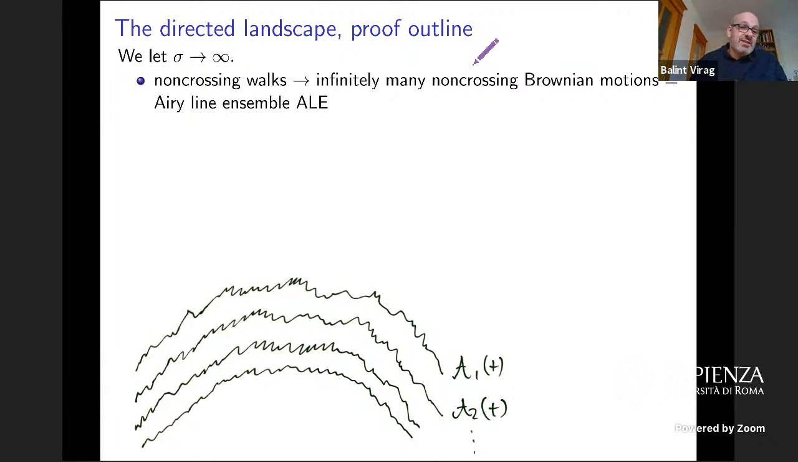And this object is called the Airy line ensemble. As you can see, it has this kind of curvature. In fact, if you add the parabola to these lines, then they're going to be stationary in time.